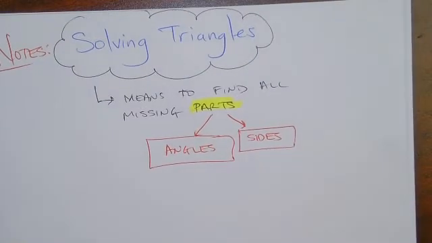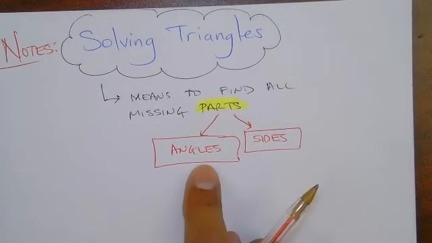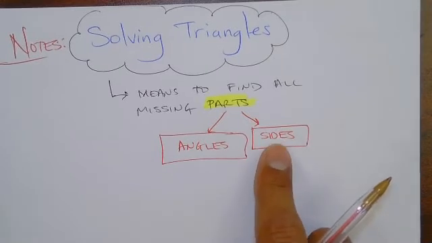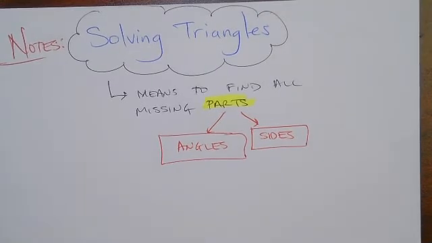So to solve a triangle means to find the measure of all the angles that are not there and to find all the side measures, all the side lengths. That's what it means to solve a triangle, to just find everything about it, yeah?